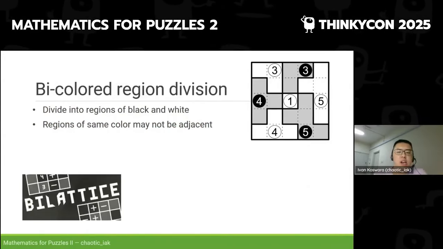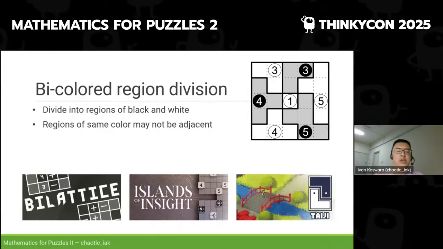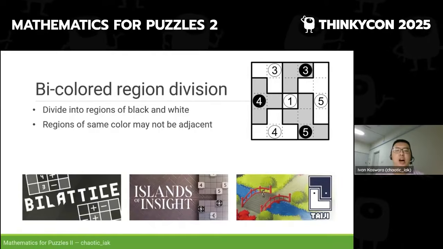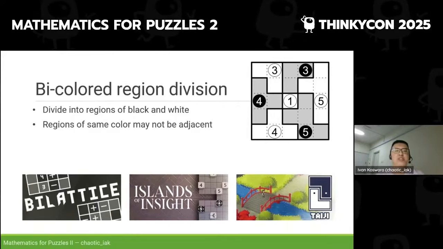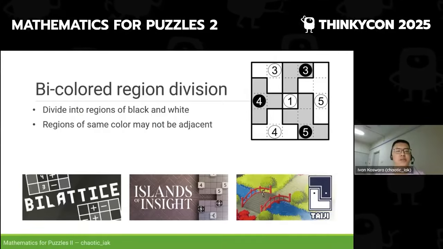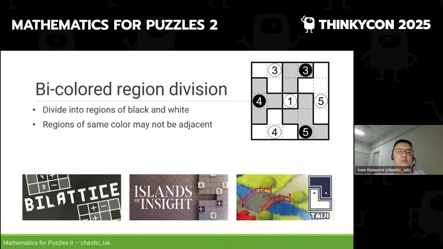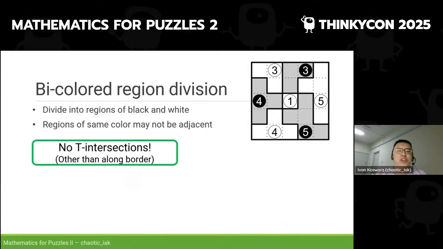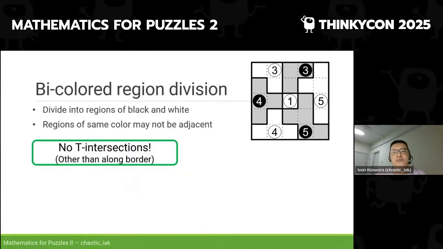In Bailetis, in Islands of Insight, in Taiji. Usually these puzzles are about shading some cells black, but then the clues are about the regions themselves, not about the cells. So you can think of these kinds of puzzle games using regions of black and white like this. And there is a very important rule: there are no T-intersections other than along the border of the grid.